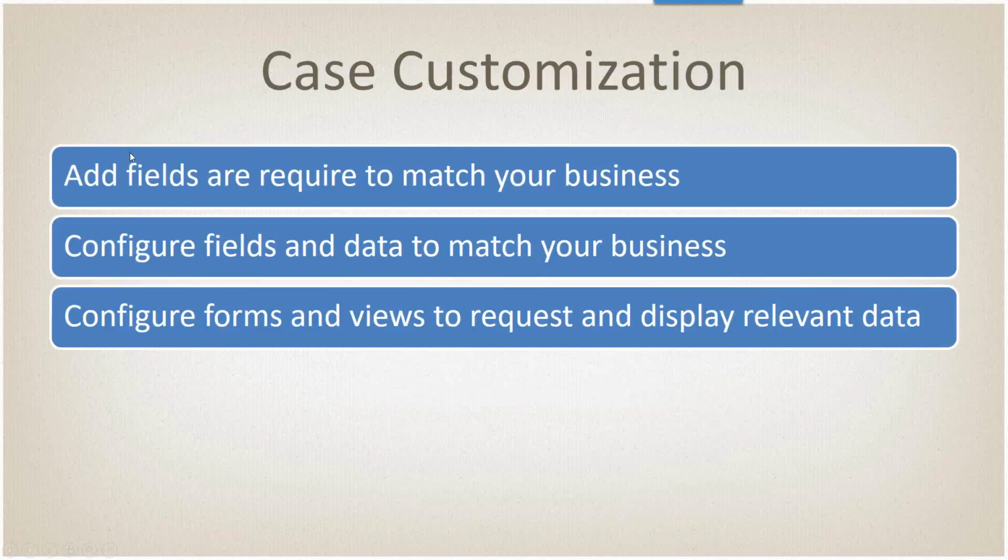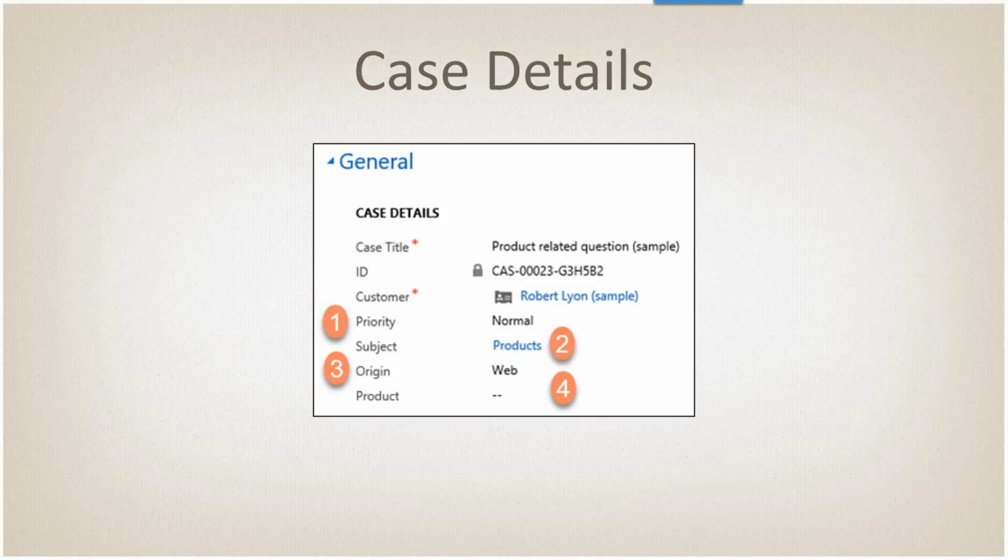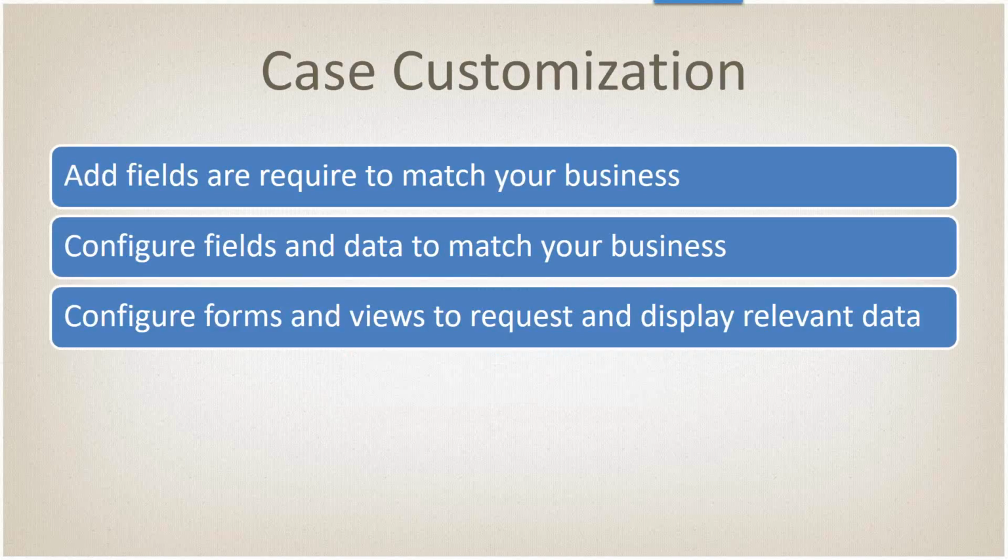Okay, so again, add fields that you require to match your business, configure the fields and data to match your business. And what I'm saying by that is, if we go back to the priority, it has low, normal, and high. Those are really generic and probably have to be modified. Okay, so that's what I mean by configure here. So configure your fields. The subject we'll talk about in a minute. The products are in the product table. It's a lookup. So again, configure the forms to have data that they need to fill out, and only the data they need to fill out. And then your views, put the data that makes sense to them so that they can actually see the stuff, and create multiple views for multiple types of people. So for instance, management versus the frontline support reps.